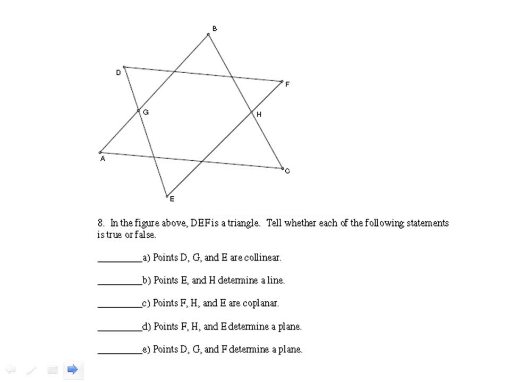In the figure above, DEF is a triangle. Tell whether each of the following statements is true or false. Points D, G, and E are collinear. Are they collinear? Yes. You can see they are collinear. So that's true. On the same line. Points E and H determine a line. Well, let's postulate 1. 2 points determine a line. Those are 2 points, and they determine a line. So that's true.